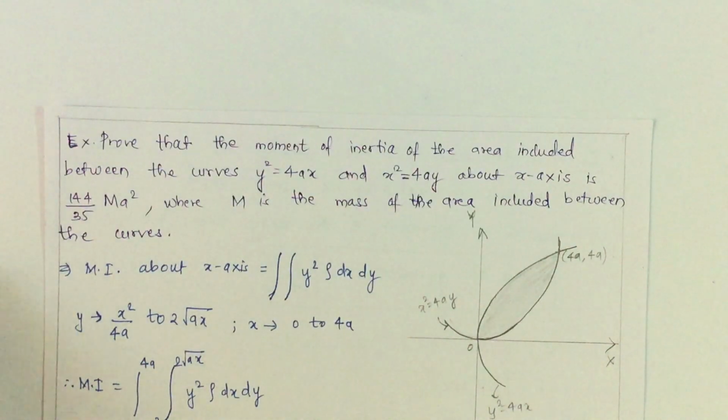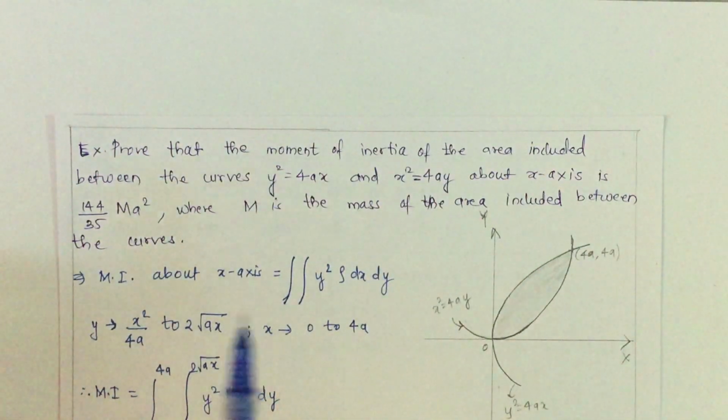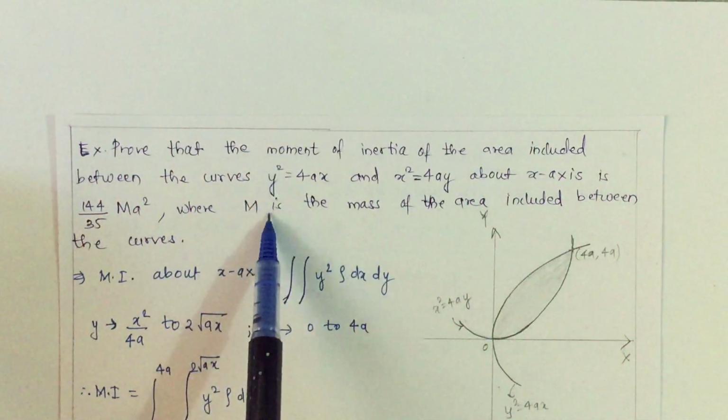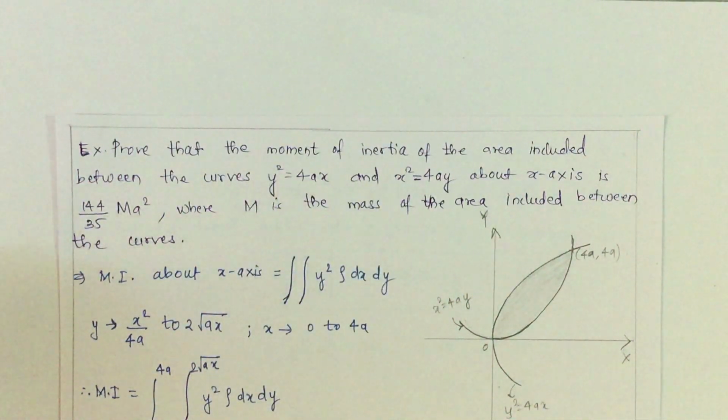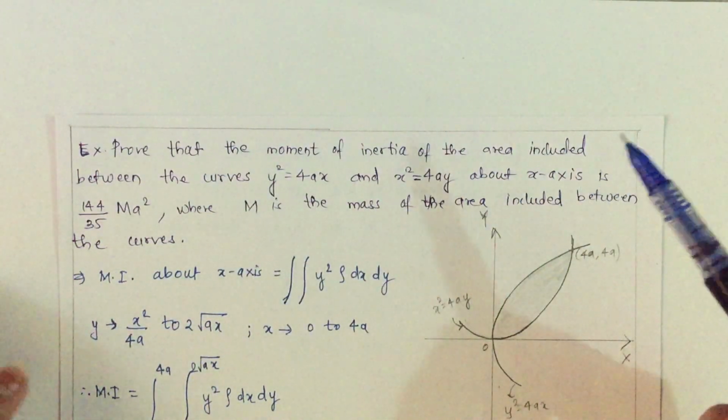Okay, what is given? You are asked to find the moment of inertia of what? Of the area included between the two curves. Now they have asked for the area. Okay, these two curves are nothing but parabolas, one symmetrical to x-axis, the other symmetrical to y-axis, right? And you are asked to find the moment of inertia about x-axis.